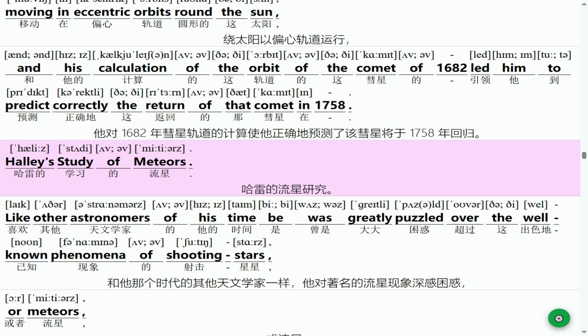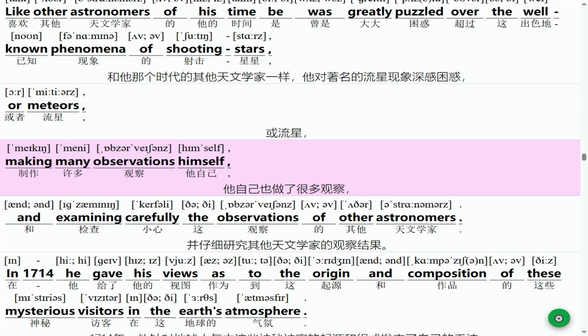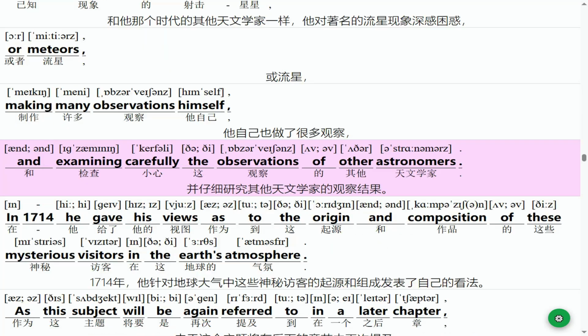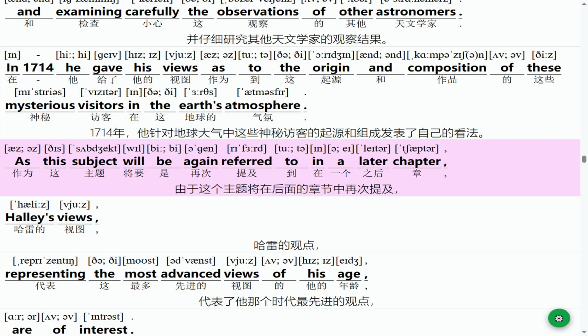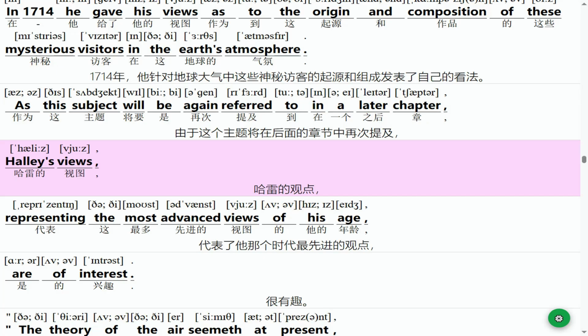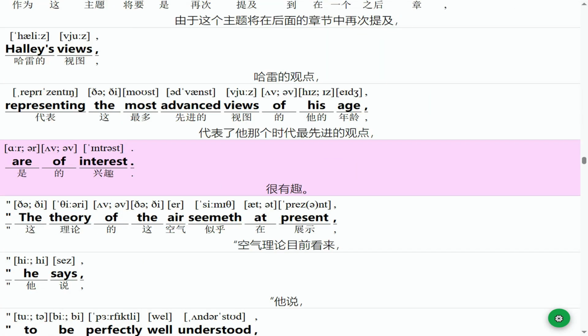Halley's study of meteors. Like other astronomers of his time, he was greatly puzzled over the well-known phenomena of shooting stars, or meteors, making many observations himself, and examining carefully the observations of other astronomers. In 1714, he gave his views as to the origin and composition of these mysterious visitors in the Earth's atmosphere. As this subject will be again referred to in a later chapter, Halley's views, representing the most advanced views of his age, are of interest.